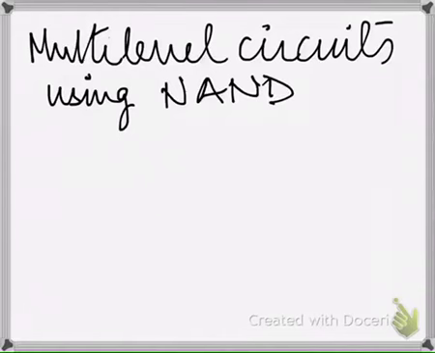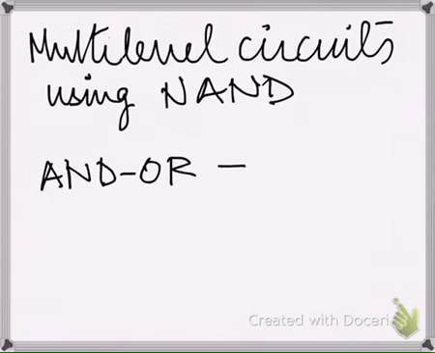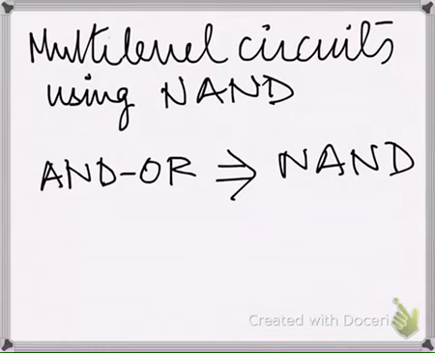Hello everyone. So in this lecture we are going to talk about multi-level circuits using NAND gates. In the previous class we have discussed how to convert a circuit containing AND OR to a circuit containing only NAND gates. However, there is one limitation here: to follow the algorithm that we discussed, the Boolean function must be in the sum of products form, SOP form.